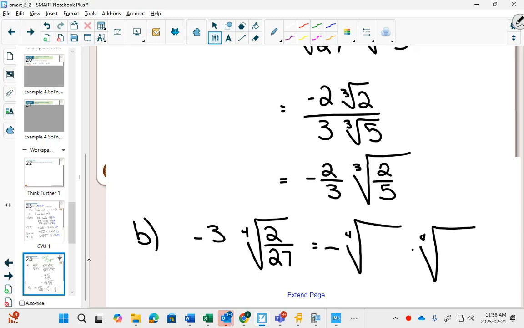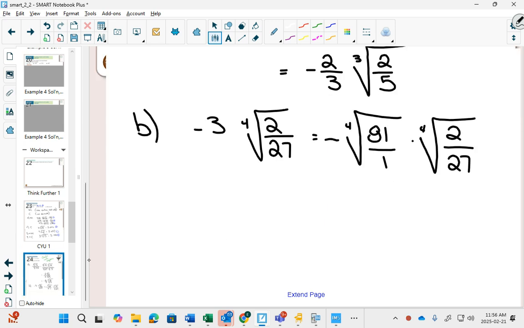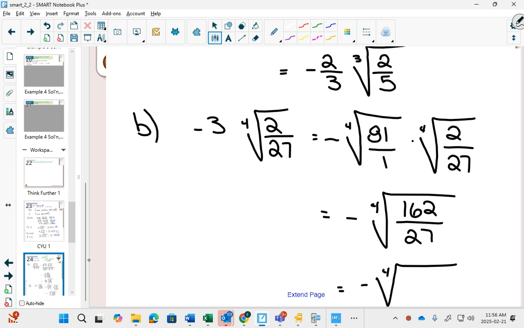3 to the power of 4 would be 81, so there would be an 81 inside of here, and I still have the 2 and the root 27. 81 is technically 81 over 1, so that might help us do our mental math. Okay, 2 ways we could go about this. 1, how do you multiply fractions? Multiply the tops, 162, multiply the bottoms, 27. And then, does this simplify? Yes. It simplifies to 6, right?